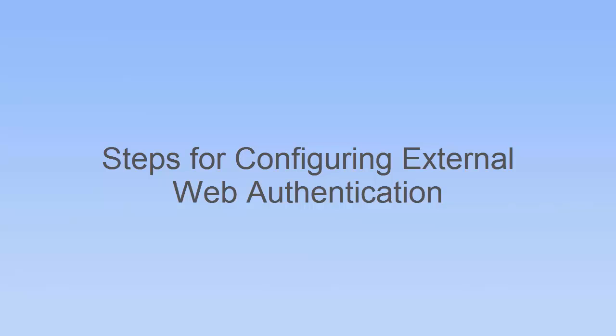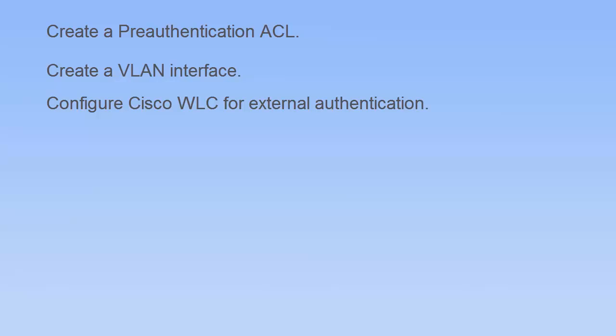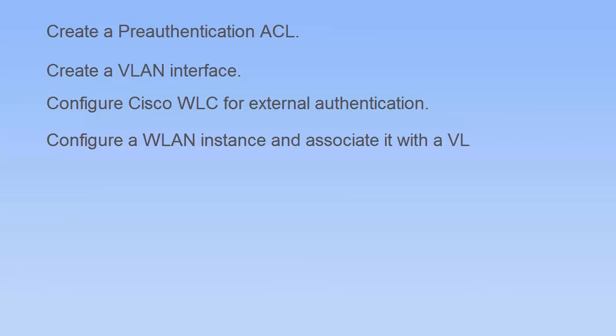To configure external web authentication, perform the following tasks. Create a preauthentication ACL. Create a VLAN interface. Configure Cisco WLC for external authentication. Configure a WLAN instance, associate it with a VLAN interface, and configure security policies.